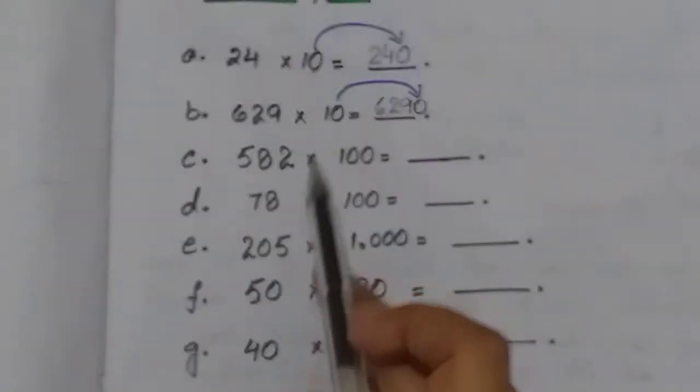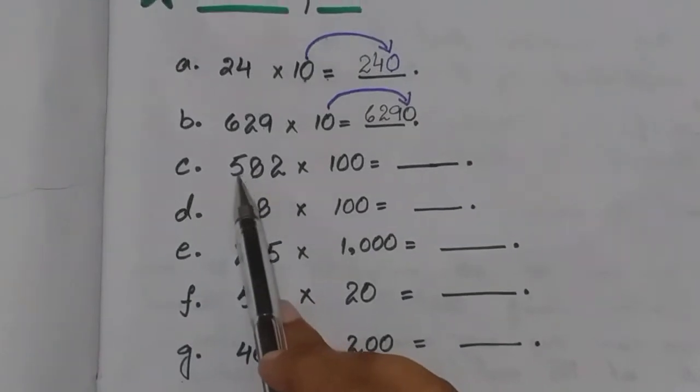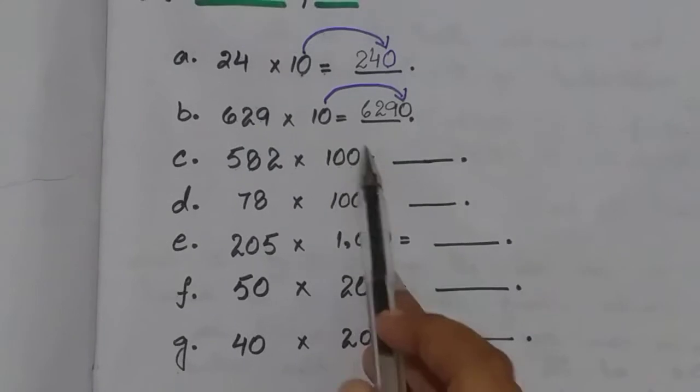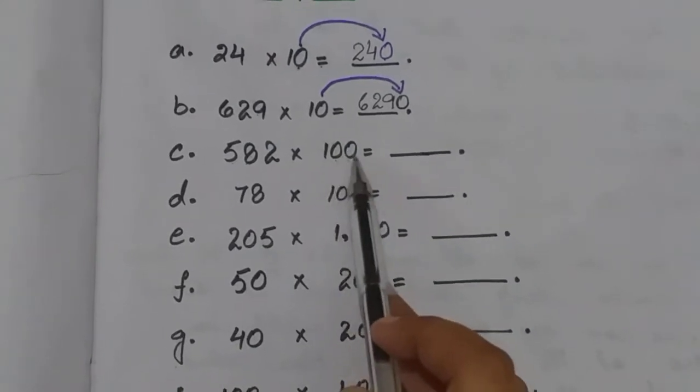Let's solve some other examples. Now in this example we are given 582 multiplied by 100. In this example we have the multiplier 100, in which we have two zeros.